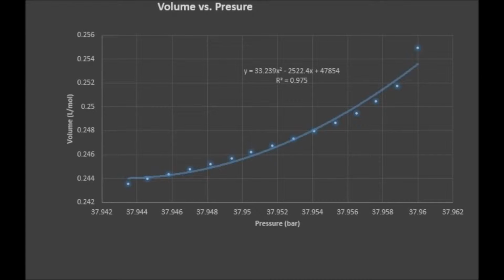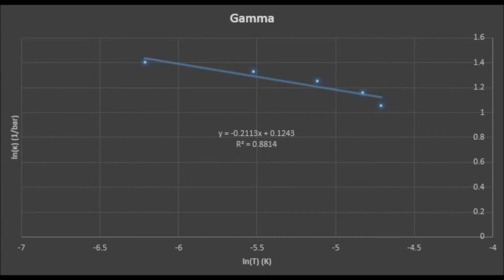And each x value in that derivative is just the pressure at each point we desire. So we take that kappa value for each point, and we plot the natural log of that versus the natural log of temperature. And that resulting graph is the graph of gamma, where the slope, negative 0.2113, is equal to negative gamma, as gamma was listed as a negative in its relationship equation. So there you have it, gamma is 0.2113.